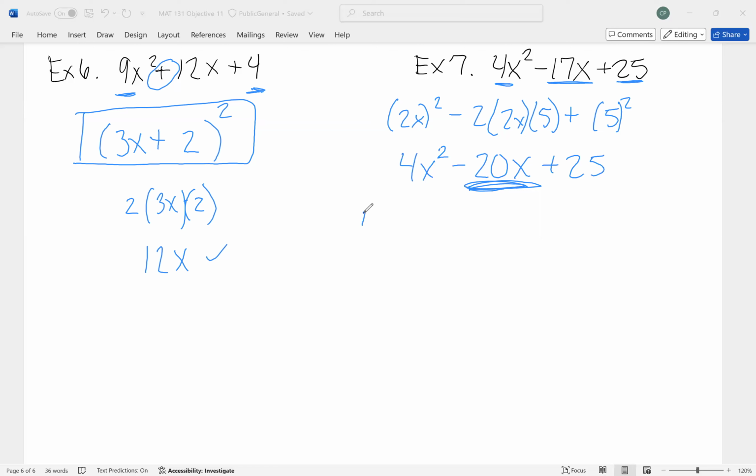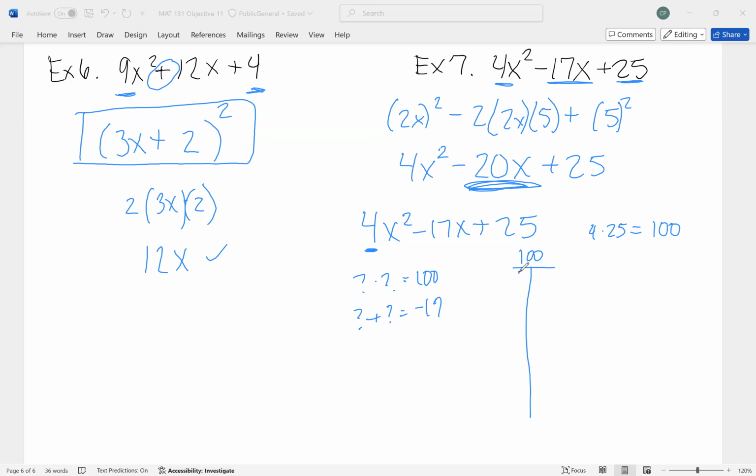So what we have is 4x squared minus 17x plus 25. We do have an a in front, so we need to multiply the 4 times the 25, which is going to give us 100. So we need two numbers that when we multiply them, we get 100. And when we add them, we get negative 17, okay? So let's list out our factors of 100. We got 1 and 100, 2 and 50, 4 and 25, 5 and 20, and 10 and 10, okay? So all of these, if multiplied, will give us 100. Which one of these, if added, will give us negative 17?